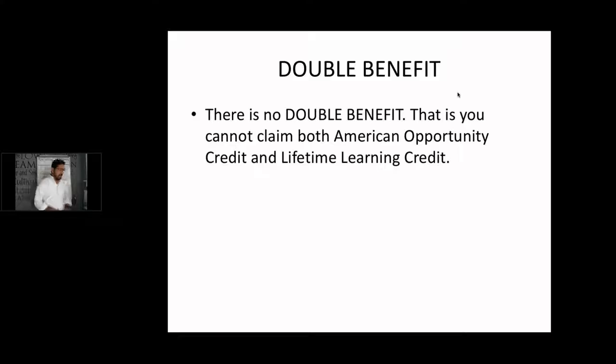Double benefit is the last thing. There's no double benefit. That means you cannot claim the American Opportunity Credit and the Lifetime Learning Credit at the same time. You always start with the American Opportunity Credit if you qualify, if you have the qualifying expenses and a Social Security number, and then you move to the Lifetime Learning Credit, for which you also have to have a Social Security number. But the requirements are less demanding for the Lifetime Learning Credit because, number one, zero part of that credit is refundable. Number two, the credit is much smaller, as you can see in the examples that I gave you.